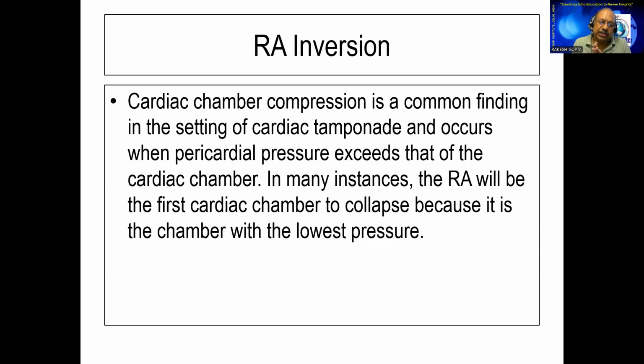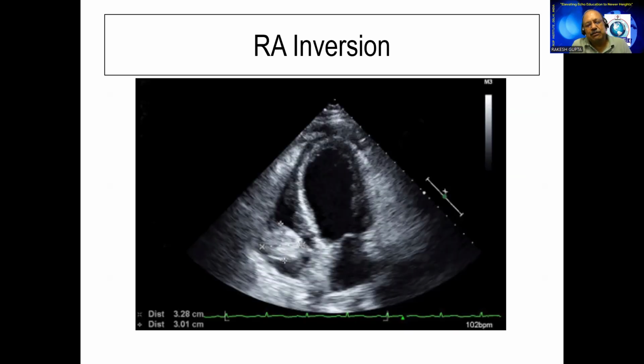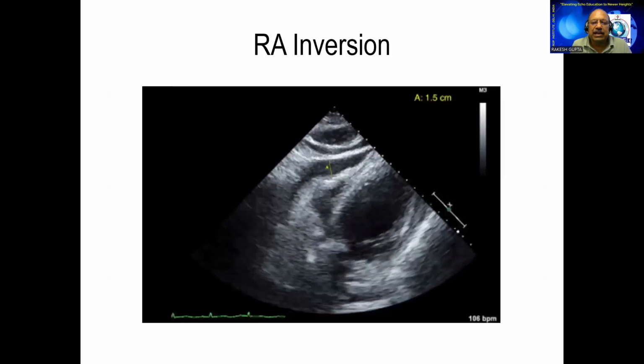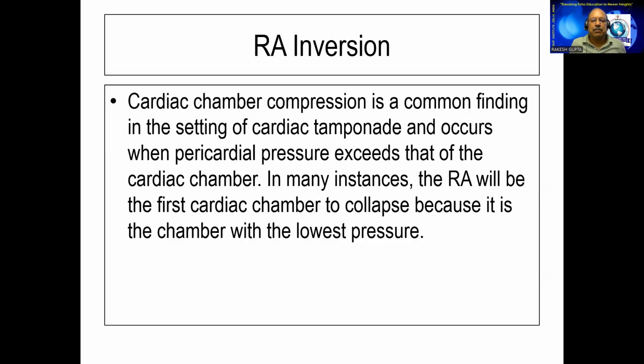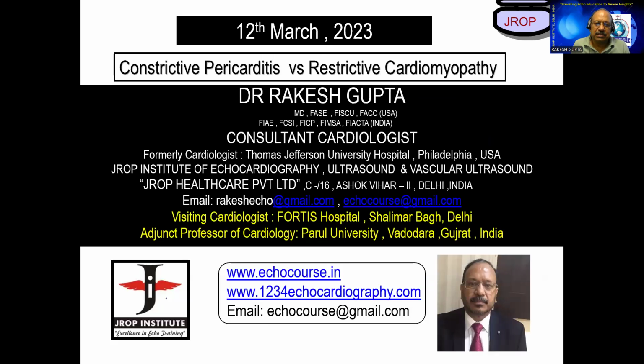One word about RA inversion. What do we mean by RA inversion? We have seen this phenomenon very commonly in day-to-day practice. This RA inversion happens because our right atrium is the first structure which gets affected whenever pericardial tamponade happens. So why does it happen? Because the RA has the lowest cardiac chamber pressure, that is 5 millimeters of mercury, and that leads to a collapse of the RA, which is known as right atrial inversion or RA inversion.